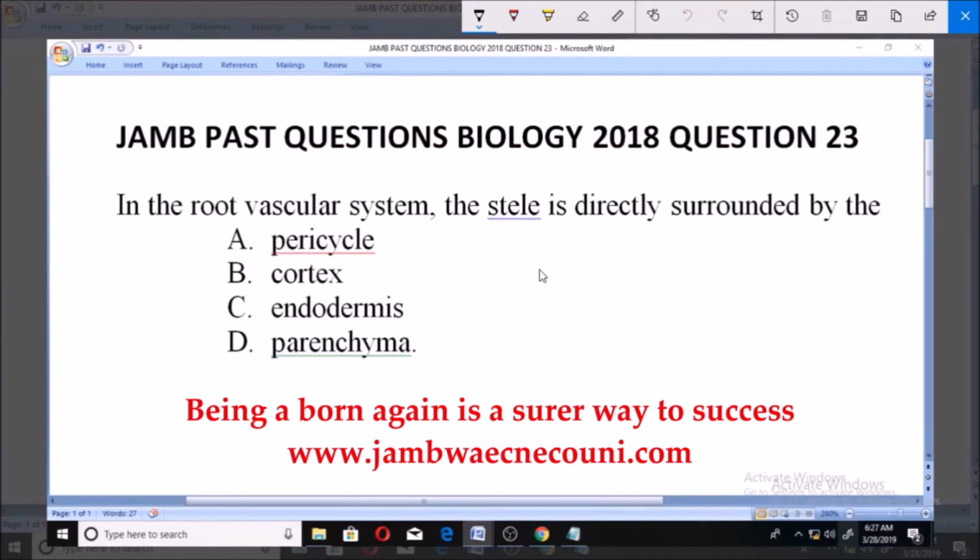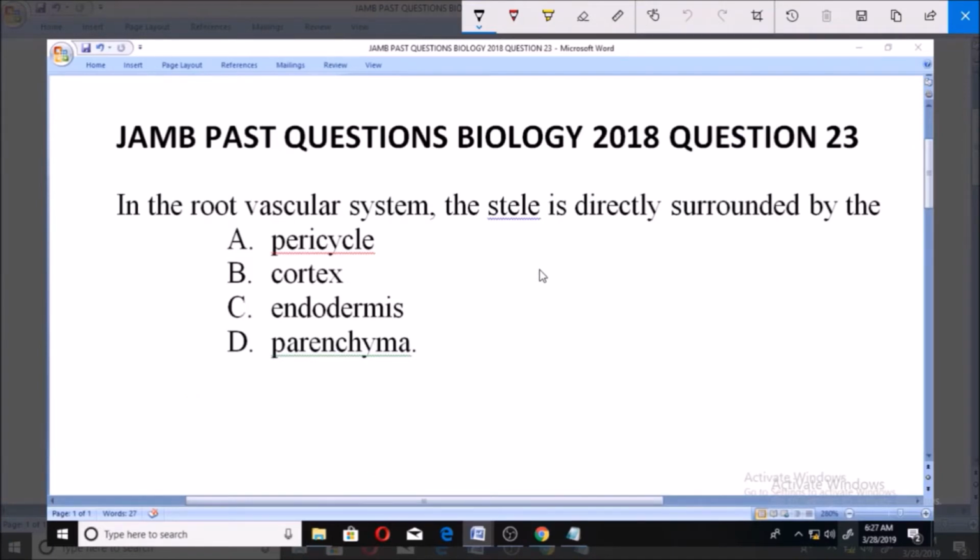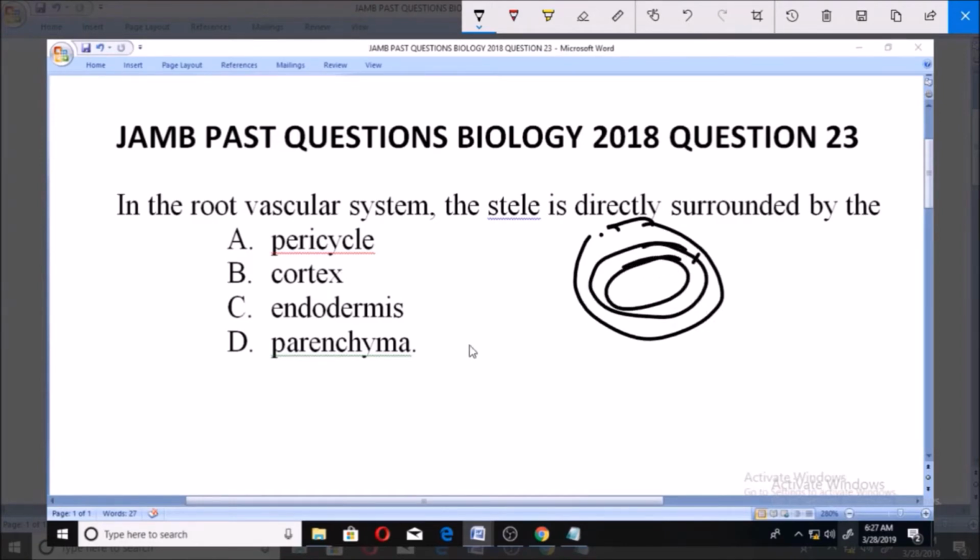has the stele, which is directly surrounded by the cortex. So when you have your diagram of the root vascular system, you're going to find out that the cortex is actually what surrounds the stele. So what is this stele? The stele consists of vascular tissues.